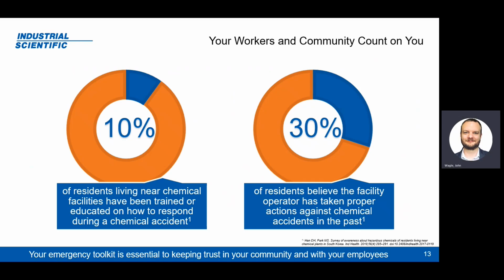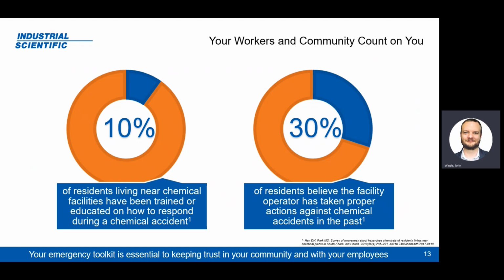This is a very interesting slide as well. A survey done back in 2018 found that 10% of residents living near chemical facilities have been trained or educated on how to respond to a chemical accident. Only 30% of residents believe the facility operator has taken the proper actions against chemical accidents in the past. What this means is when a facility issues a shelter-in-place order, there's a chance that 90% of people don't know what to do. They don't know what a shelter-in-place order means.